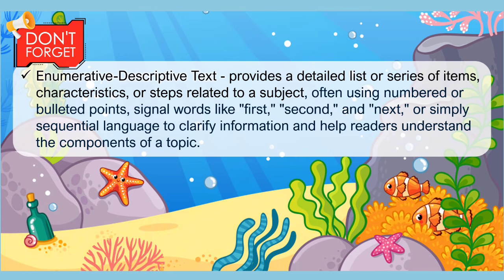Enumerative-descriptive text provides a detailed list or series of items, characteristics, or steps related to a subject, often using numbered or bulleted points, signal words like first, second, and next, or simply sequential language to clarify information and help readers understand the components of a topic. The text enumerates specific details to make a general subject more understandable, effectively breaking down a larger concept into its individual parts, such as listing the 5 senses or outlining the steps in a process.